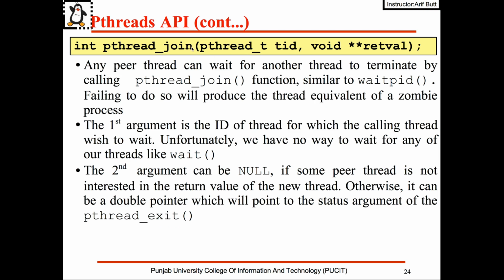The pthread_join function is just like the wait call which we are used to in multi-programming with fork. The way we can wait for a child process using wait, similarly we can wait for a child thread using pthread_join. And if we fail to do so, this will make the thread equivalent of a zombie process.